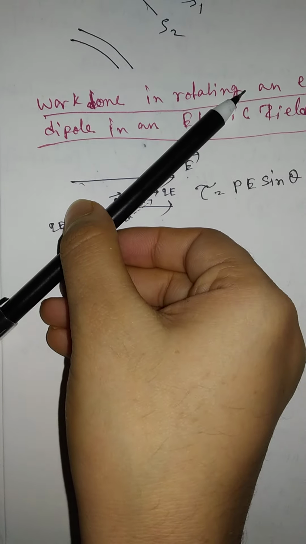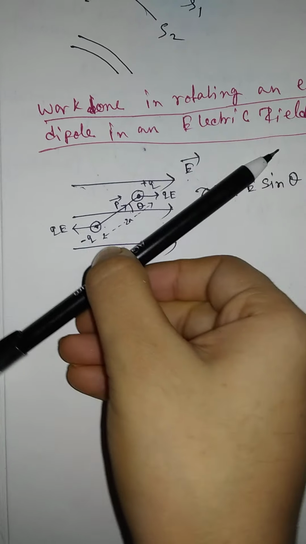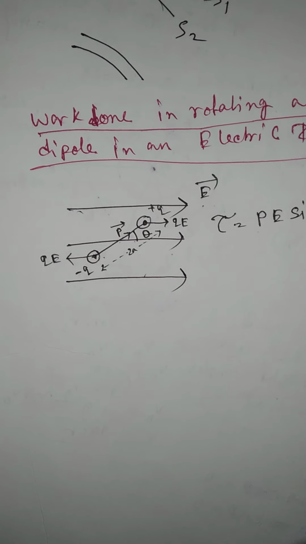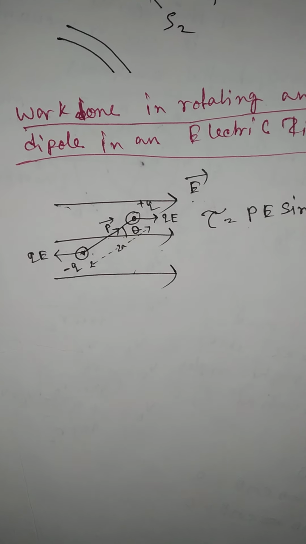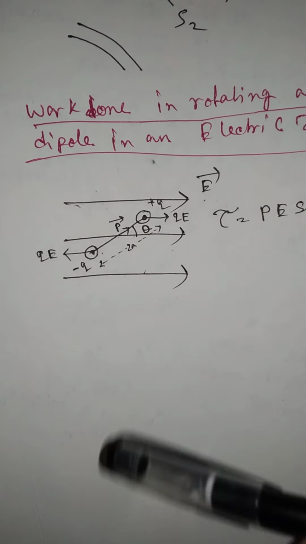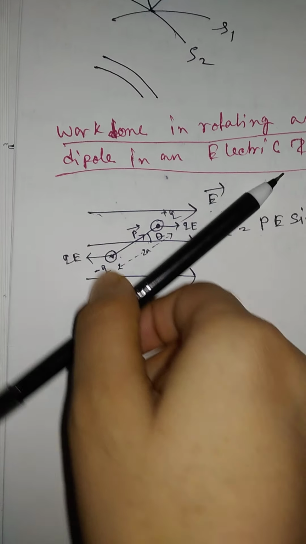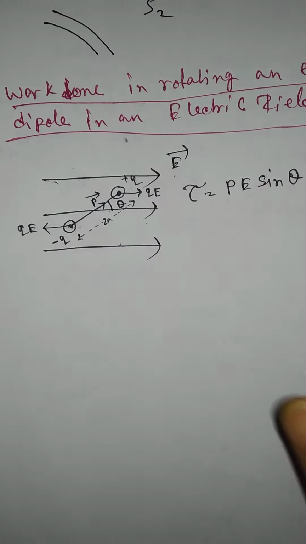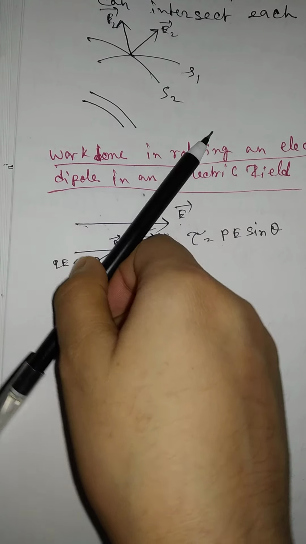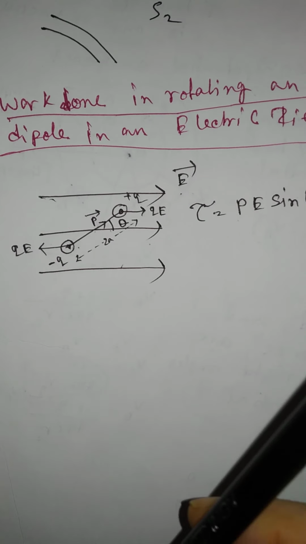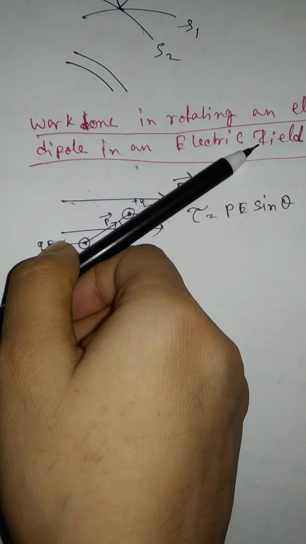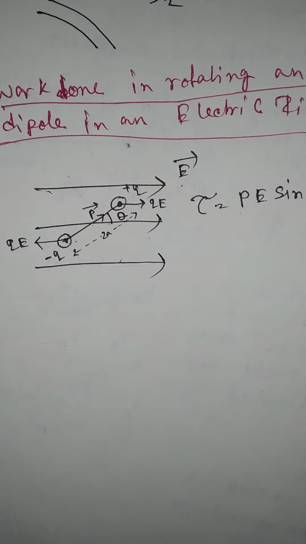So if we want to rotate this dipole along this direction, that means anti-clockwise, then an external agent will have to do some work against this torque, right? Because due to this torque, the dipole has the tendency to rotate along this side. But here we are assuming that when we rotate this dipole along this side, the dipole should not be accelerated. That means we want to rotate this dipole along this side with uniform motion.